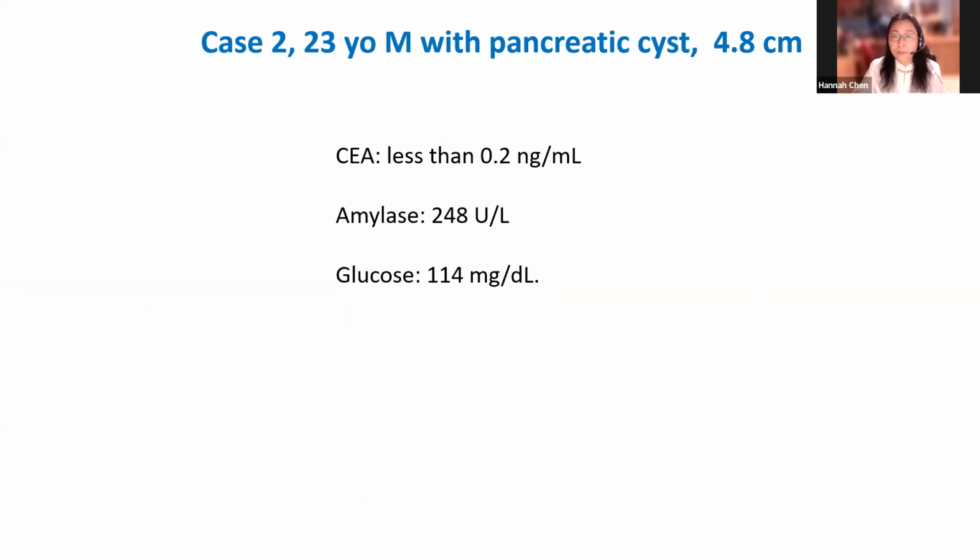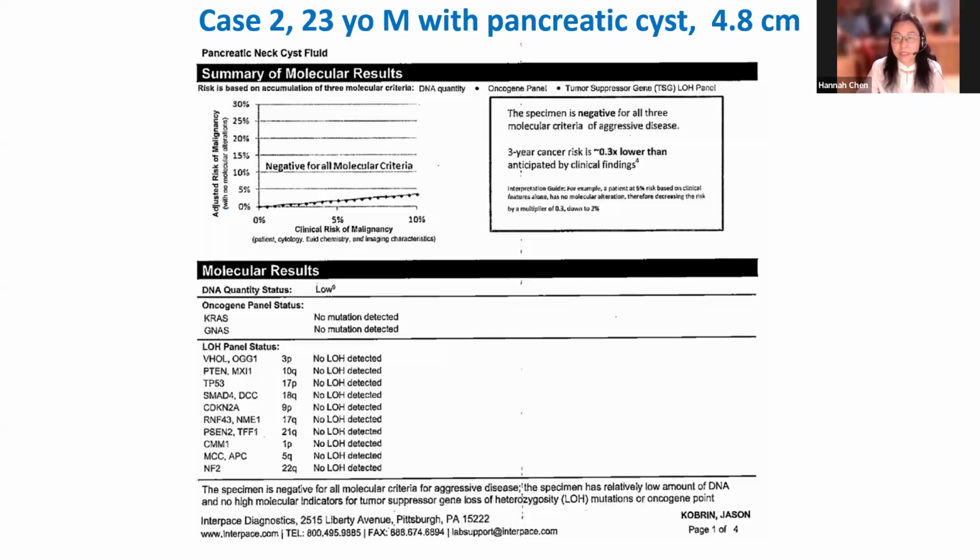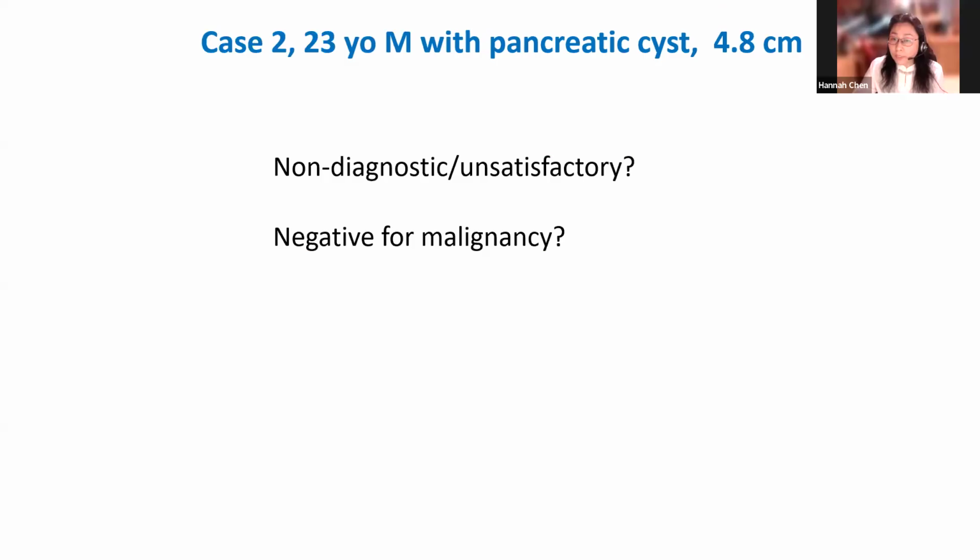The case also sent for CEA and amylase. Both levels are low. Glucose shows 114 milligram per deciliter, which supports it is not a mucinous cyst. The case also sent for molecular result. You can see here, there's no gene mutation was identified. So the cytology diagnosis is non-diagnostic or negative for malignancy.